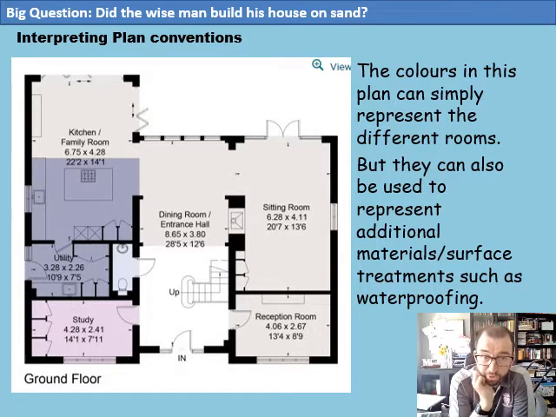On this plan, there's some different colours used. These are just identifying different rooms, could be different floor materials, just to give you an idea that different rooms have different functions.